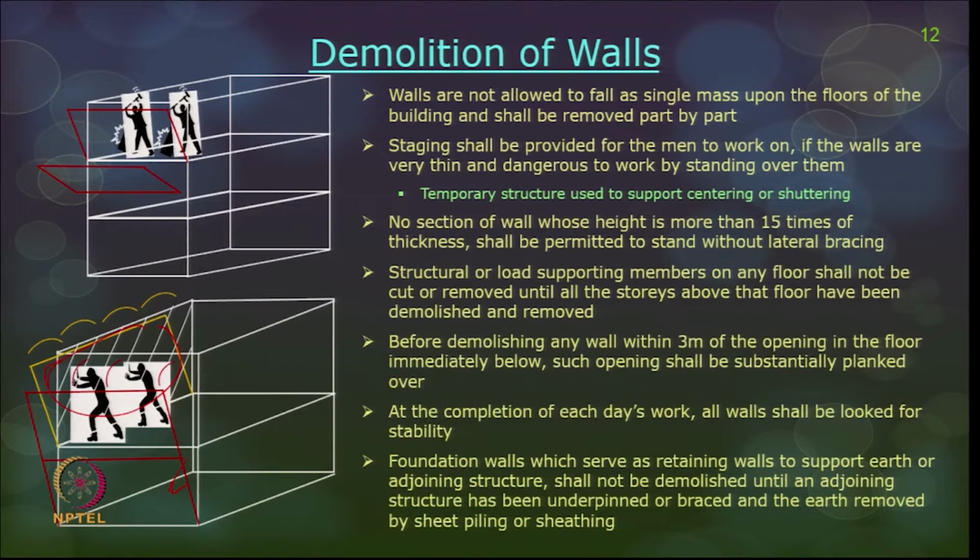A simple thumb rule is do not touch any floor down below when the work is not completed on the floor above. Before demolishing any wall within 3 meters of the opening in the floor, the opening should be planked or safeguarded with proper bracings, and then only the wall has to be demolished. At the completion of each day's work, all walls should be looked for stability and inspection has to be for sure done. Foundation walls, which serve as retaining walls to support the earth pressure or adjoining structures, should not be demolished until an adjoining structure has been underpinned or braced, and then only this wall has to be removed and taken off.